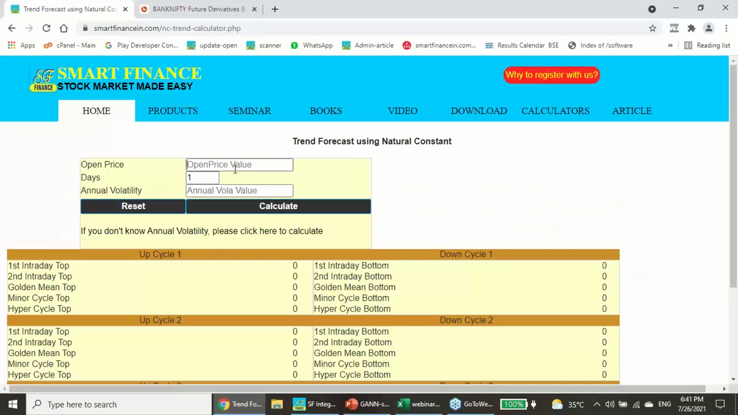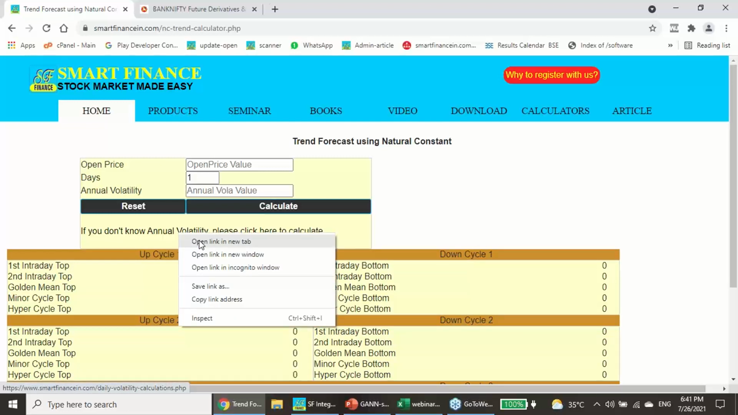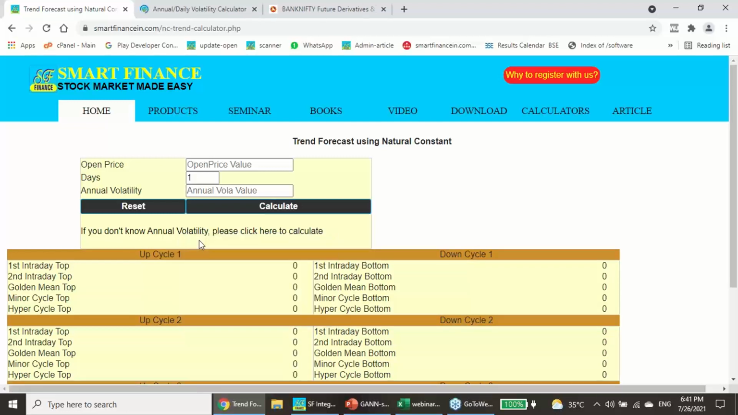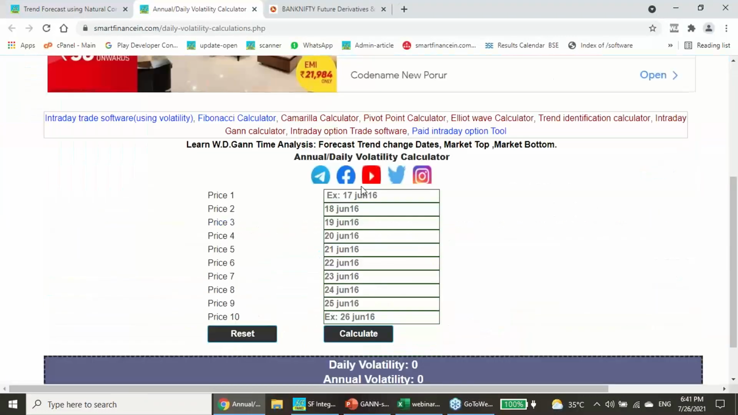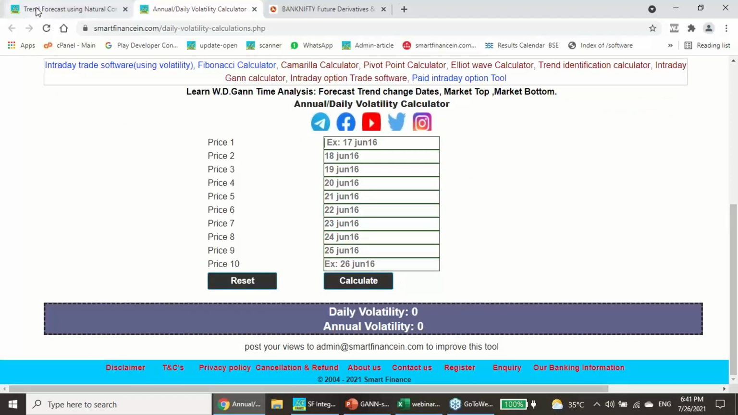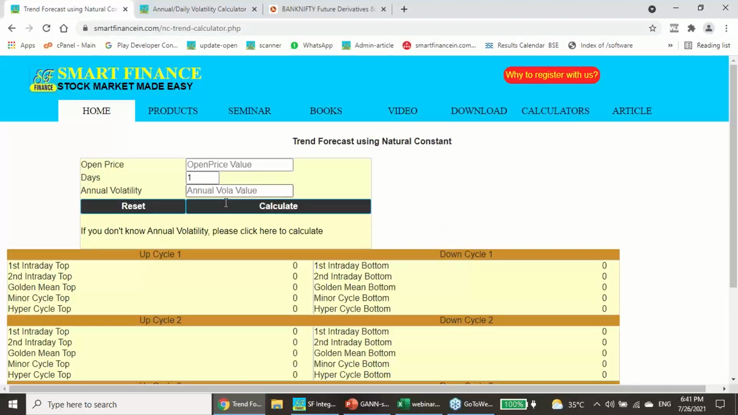Just provide the opening price and annual volatility, and calculate. If you do not know how to calculate the annual volatility, below we have also given the link. Certain instruments will not have an annual volatility. Utilize this particular tool and provide the past 10 days of data. The latest data should be in the 10th place, the oldest data in the first place. Just provide it and hit the calculate button, you will get the annual volatility. Put the annual volatility here and do this calculation.